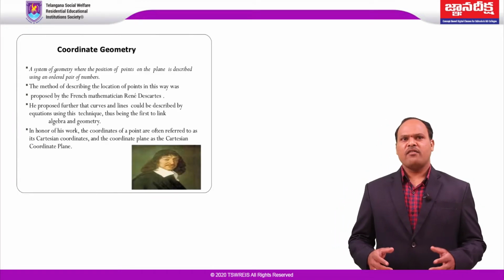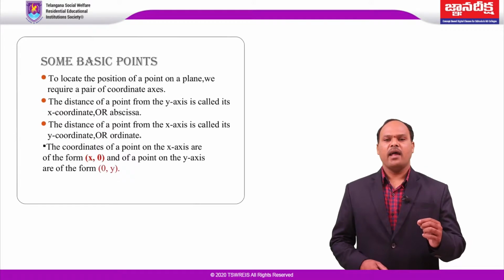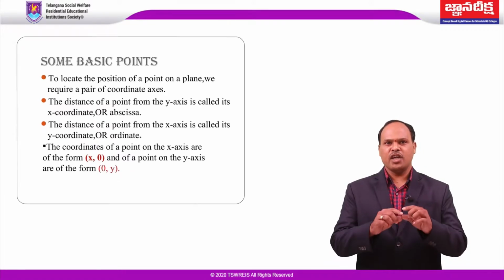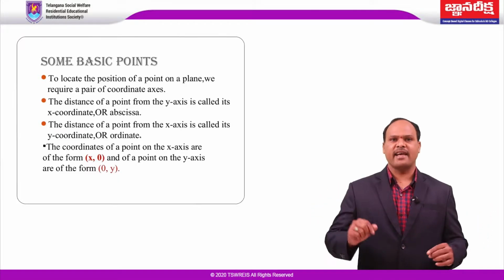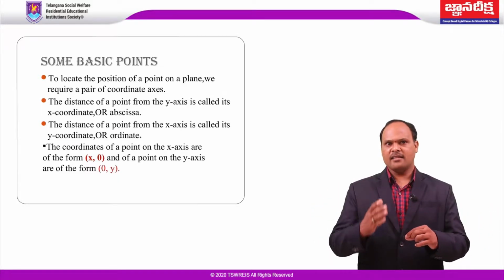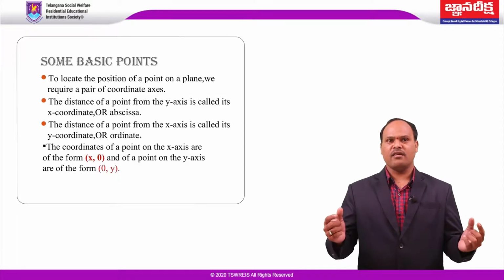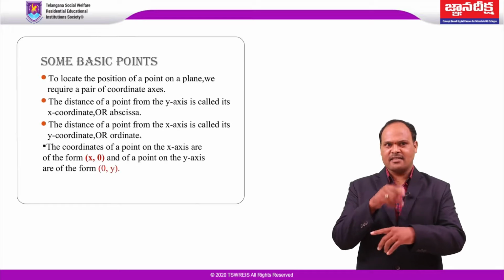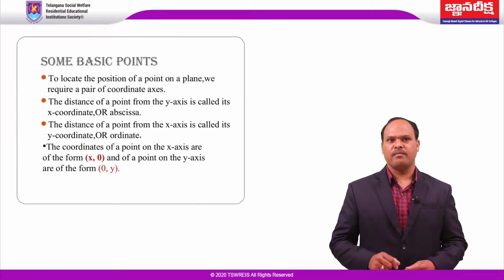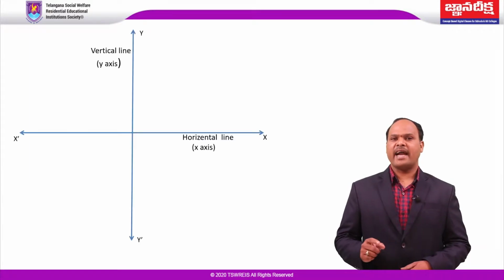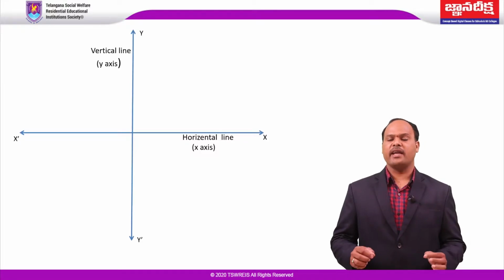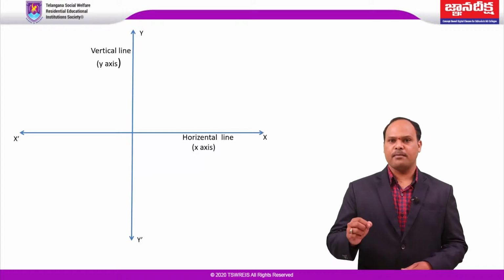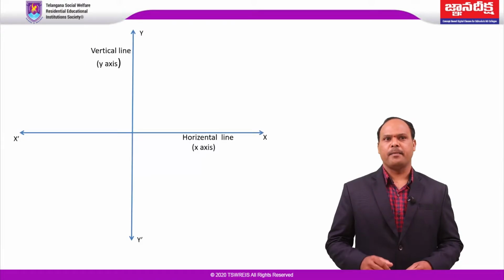Now, to locate the position of a point on a plane, we require a pair of coordinate axes. So, he took a horizontal number line, which is called x-axis, and another vertical number line, which is known as y-axis. The point of intersection of these two axes is known as origin. These two number lines act as reference lines to locate any point on the plane. So this plane is known as Cartesian plane or XY plane.